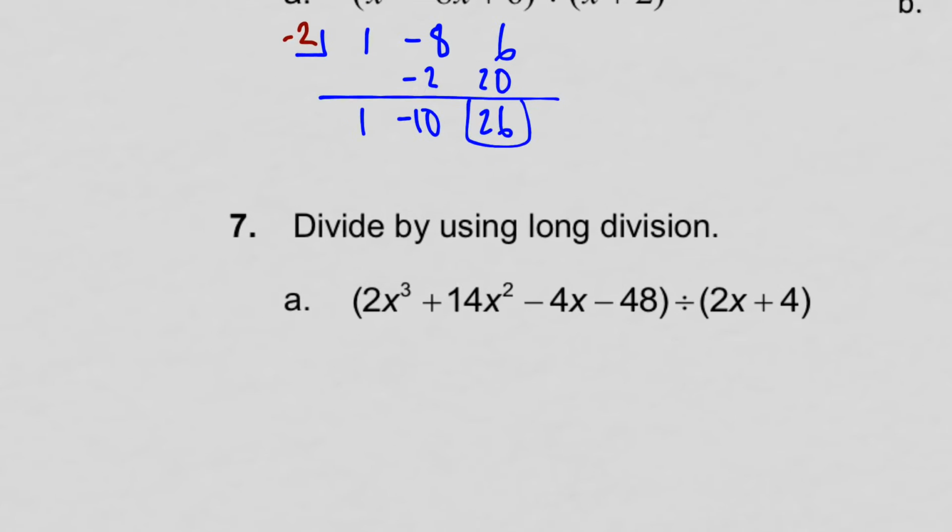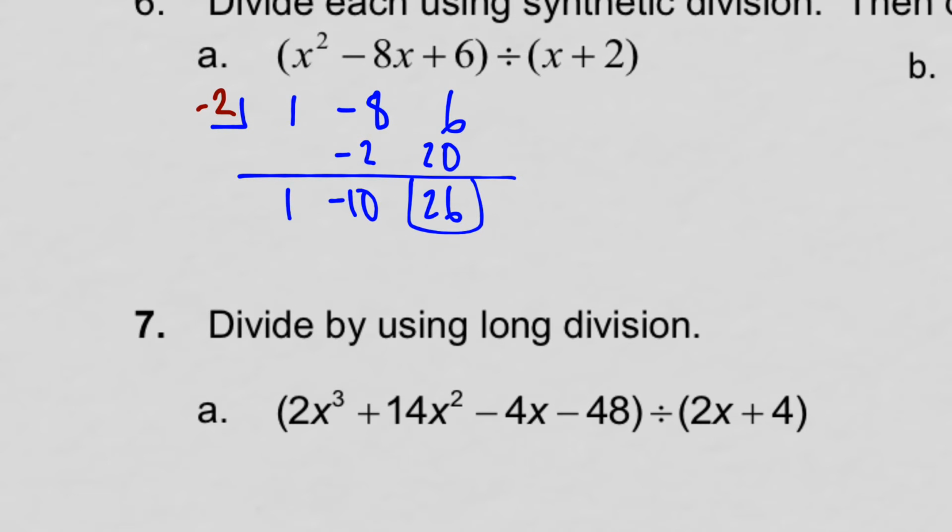You check after you did the work, you check the remainder, which is 26. Since I got a remainder, then this is not a factor. Okay? If this was 0, that means that there's no remainder, which means that this is a factor. So in this case, x plus 2 is not a factor.